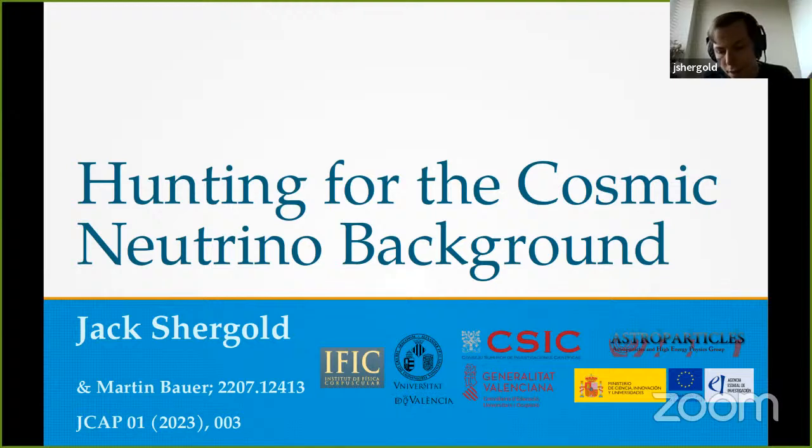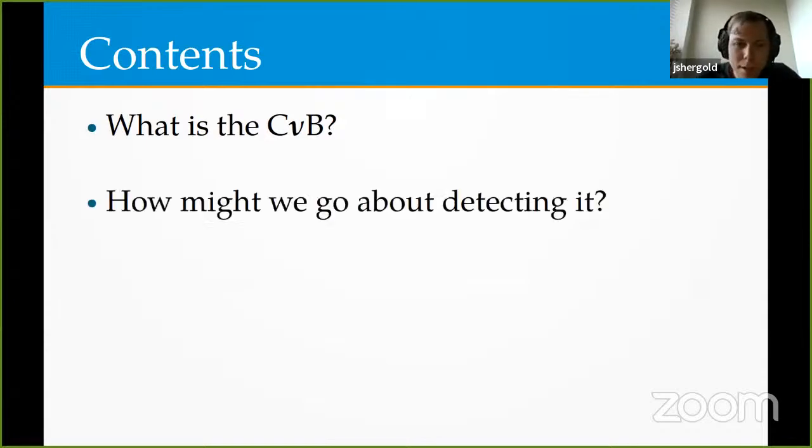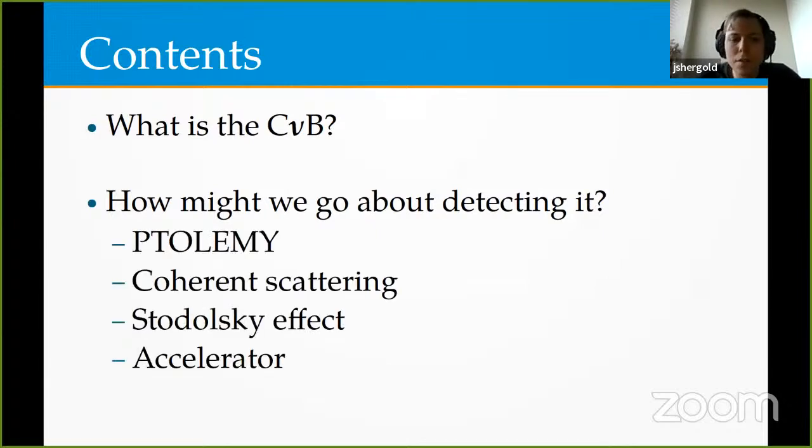I want to talk to you all about the different proposals to detect the CNUB. The talk's going to be structured roughly like this. We're going to give everyone a very brief introduction to the CNUB, because I realize it's one of those topics that maybe a lot of people have heard about, but maybe not so many people have worked on, just to make sure everybody's up to speed. Then I want to talk about the general principles of cosmic neutrino background detection, and then I want to focus on 4 proposals specifically: the Ptolemy proposal, coherent scattering proposals, the Sadowski effect, and an accelerator experiment. So to get started, just a very brief introduction to the cosmic neutrino background.